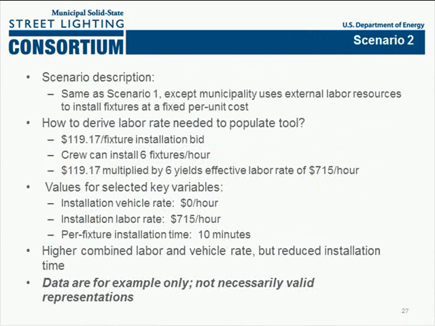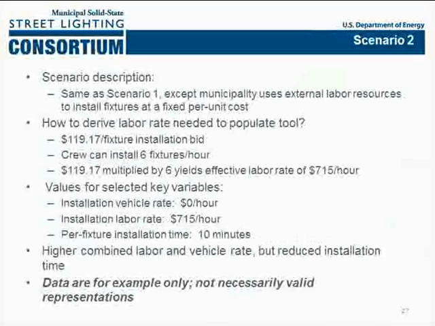Okay, now on to scenario 2. Scenario 2 is going to be largely the same as scenario 1 with one exception. The city's decided to examine a different method of installing the fixtures. Rather than using its own resources, it's received a bid from a third party to install the fixtures at a fixed per unit cost of $119.17 per fixture.